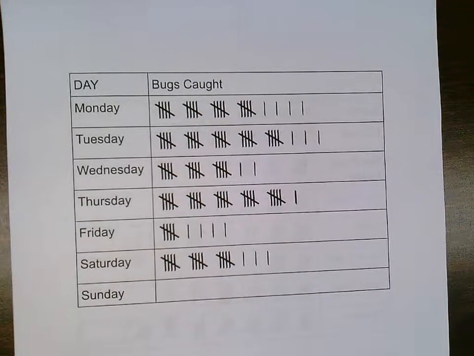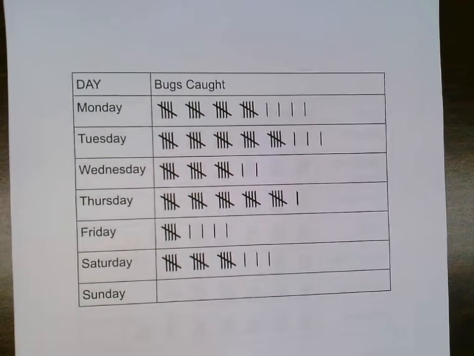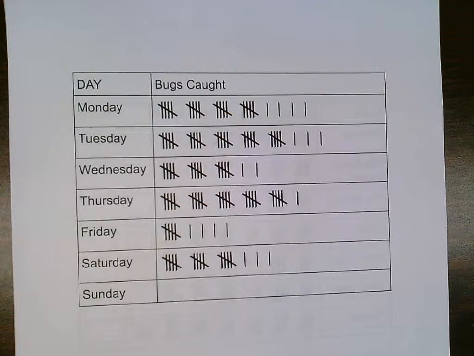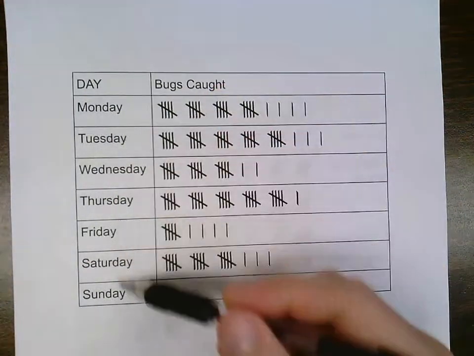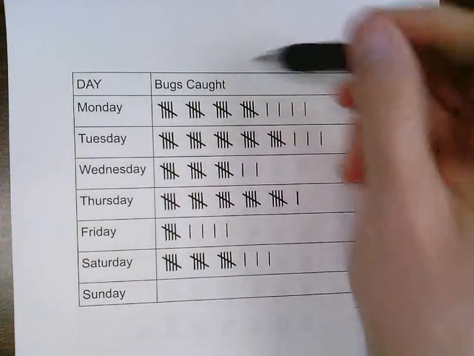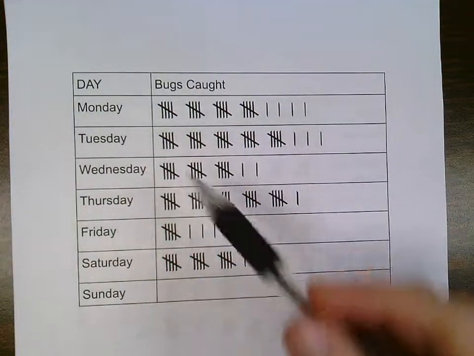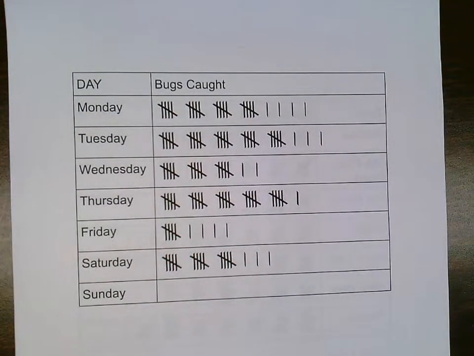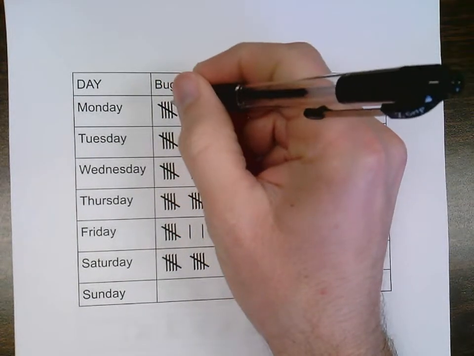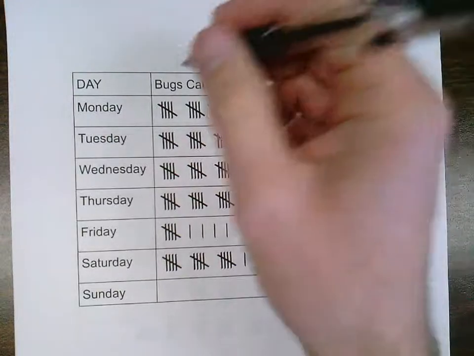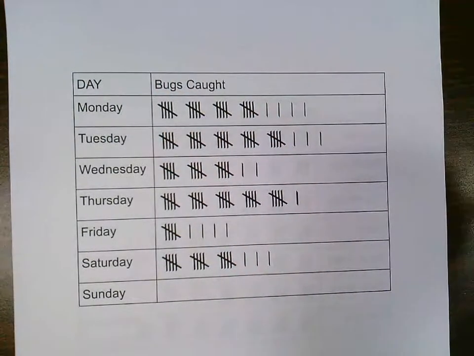A tally chart is, simply put, a chart made with tallies. You have labels in here; this one says day, so obviously these are the days of the week. This is bugs caught, so this is the number of bugs caught per day of the week. Now with a tally chart, for every 5, you have something that looks like that. So for every 5, that's what it looks like.